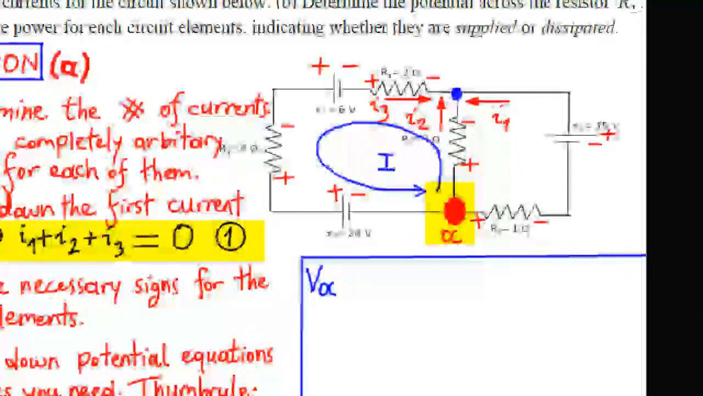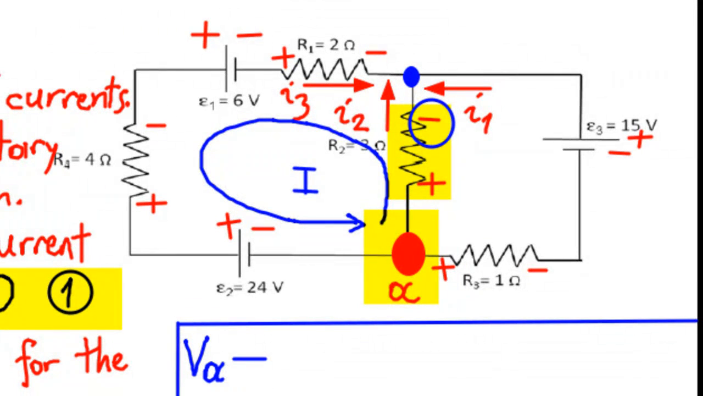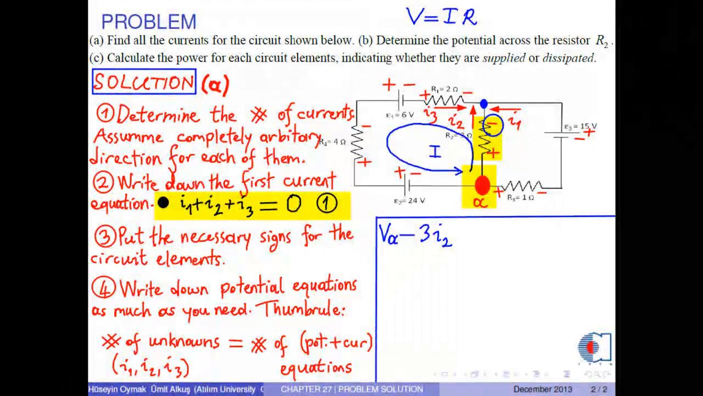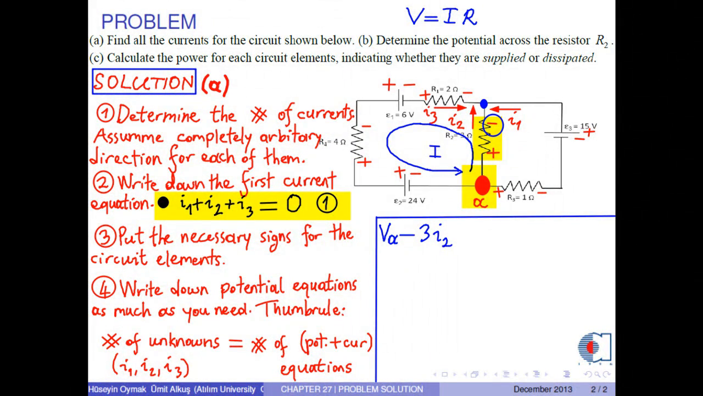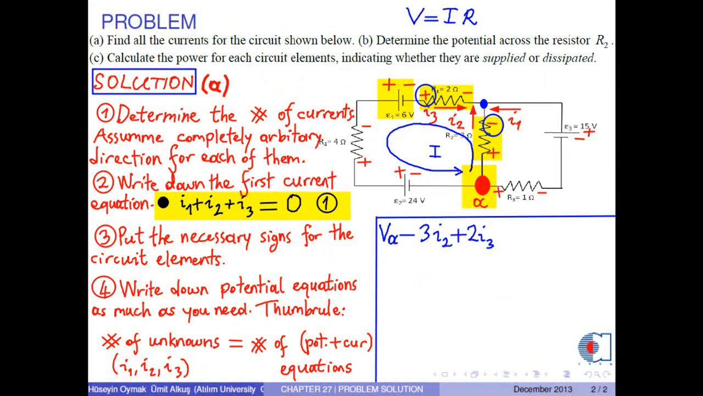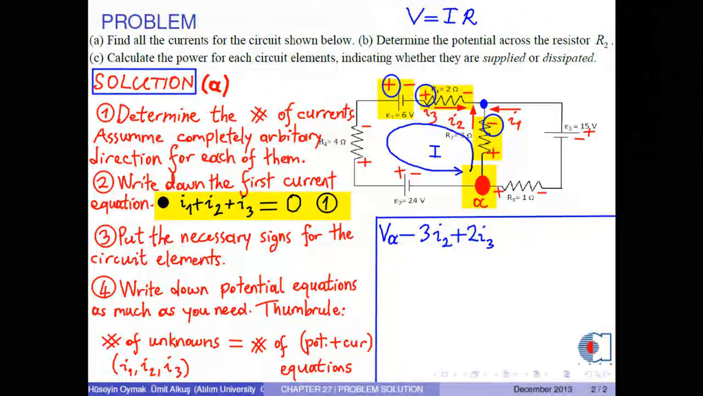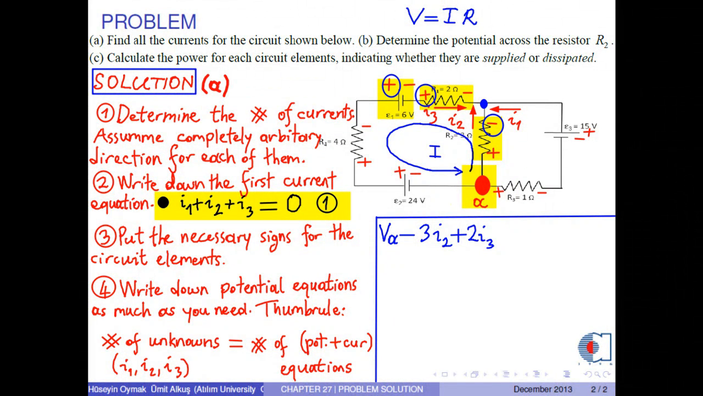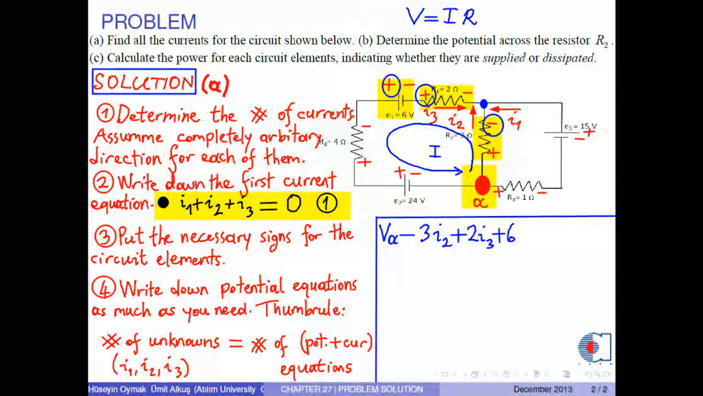For resistor R2, we take the upper sign, which is negative, for the voltage difference. So the calculation is 3 ohms times current I2. For resistor R1, we take the leftmost sign, which is positive, for the voltage. So we have 2 ohms times current I3. For battery 1, we take the leftmost sign, which is plus. And the voltage is 6 volts.